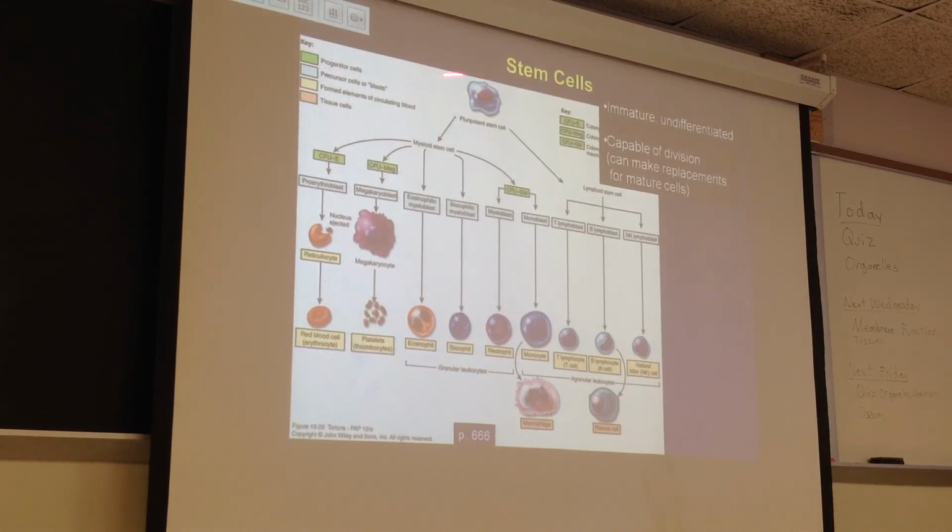There are these stem cells that reside in various areas of your body, like bone marrow or thymus glands. This says pluripotent stem cell. It can ultimately form a red blood cell or a white blood cell or a platelet. But it is immature. It cannot transport oxygen. It cannot fight diseases. It cannot clot blood. It can do none of those things.